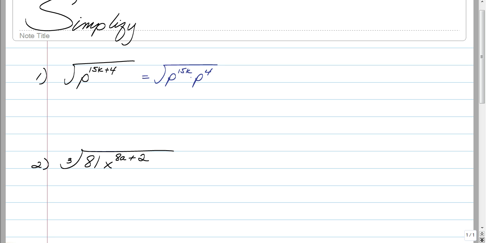So now we just need to go back and think about this. This is a square root. So how many times does 2 go into 15k? That would be 7. So we're going to take out a p to the 7k, and that's going to leave us with 1k on the inside. And then you have to ask yourself, how many times does 2 go into 4? Well, it goes in there twice evenly, and there is no remainder. So now we just simplify this back. P to the 7k times p squared is just p to the 7k plus 2 square root of p to the k. And you're done.